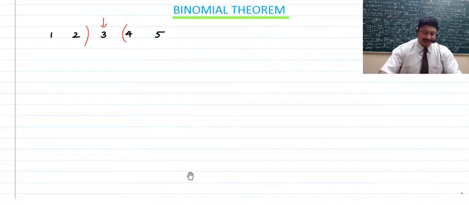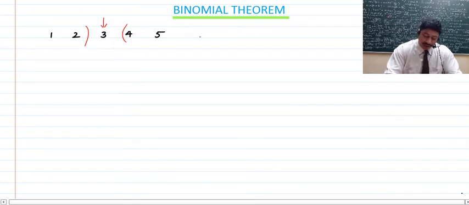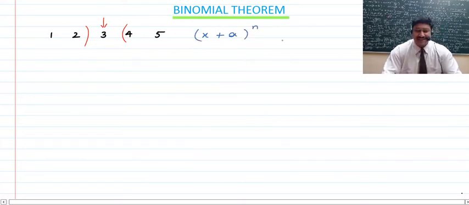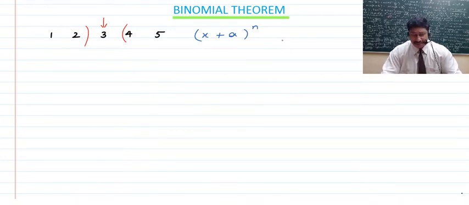Now let's say we talk about a binomial expansion, (x + a) whole raised to the power n, and let's say here we are sure that n is going to be an even number. So if n is an even number, then if we divide it by 2 and add 1 to it, that is going to give us the middle term, right?